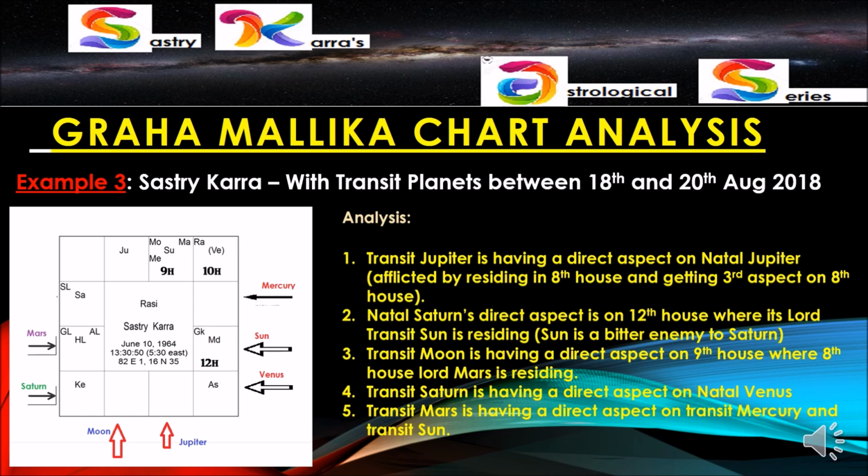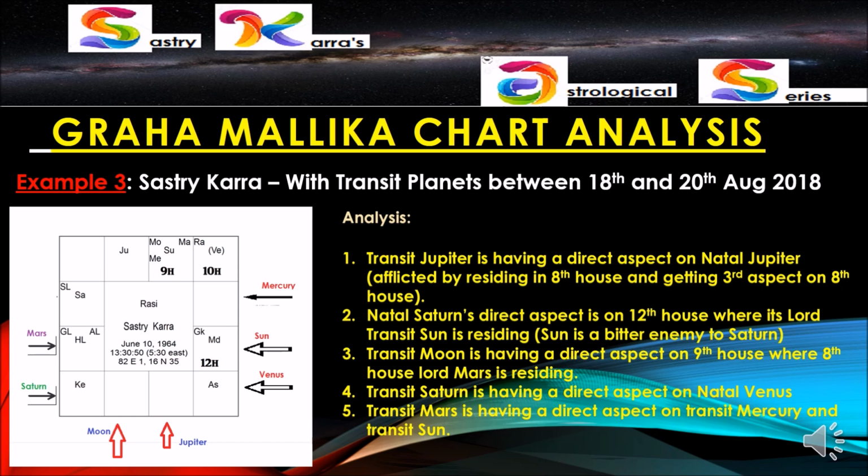And then we know transit Saturn is having a direct aspect on the 10th house. It's the Ashtamashani period that's going on, so there will be a lot of issues pertaining to my career, which I've been going through for almost the past 8 months. A lot of issues pertaining to my career. Then the last one is transit Mars. As I said earlier, transit Mars's 4th aspect is on the 8th house. That's not a good sign.